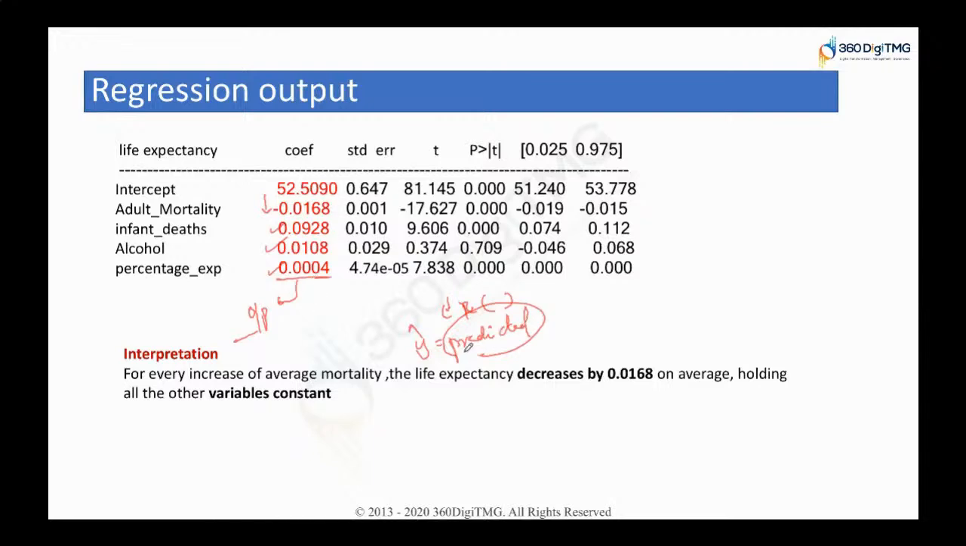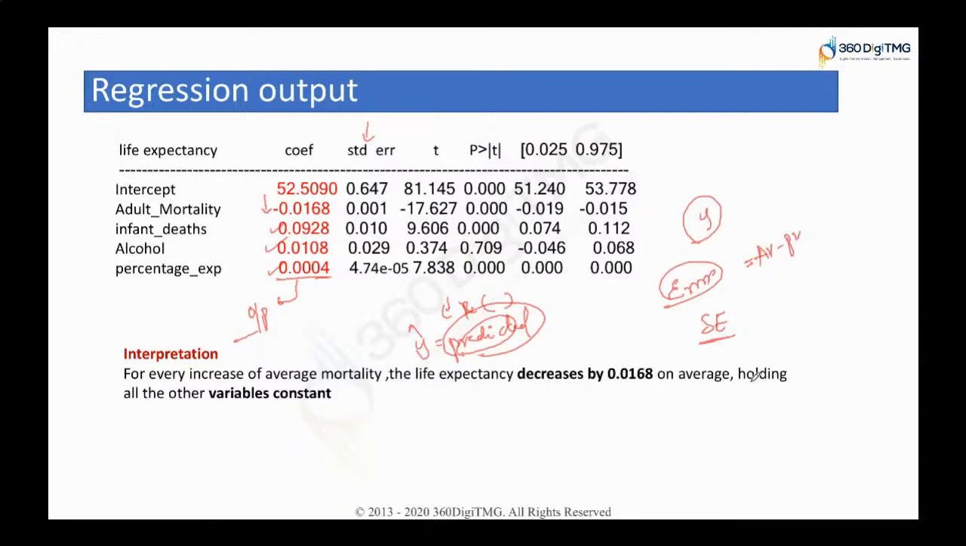Now, whatever you have here is your predicted value, but some y value will be there, the original value, right? That is nothing but your error calculation here. That is actual value minus your predicted value, right? That is nothing but your standard error in the equation. Right? The average expected error term for this particular sample value. So that is what is there. For every increase of average mortality, the life expectancy is decreasing because of the minus sign on average, holding all other variables constant.